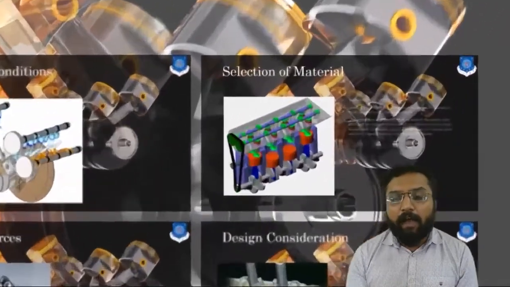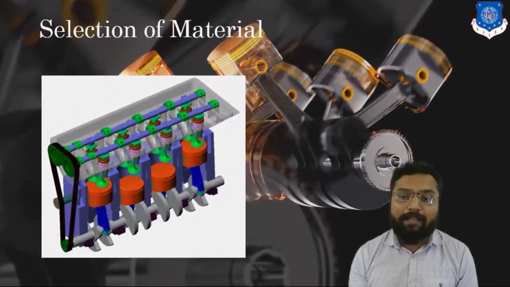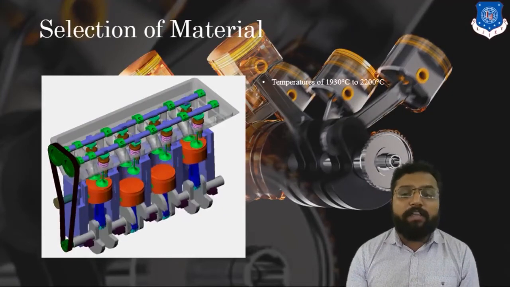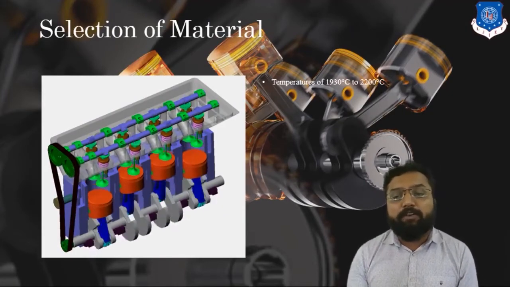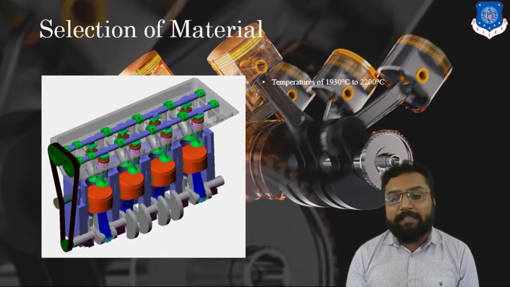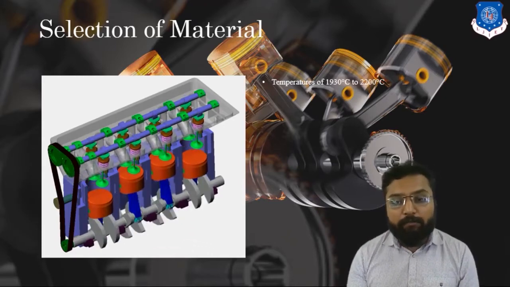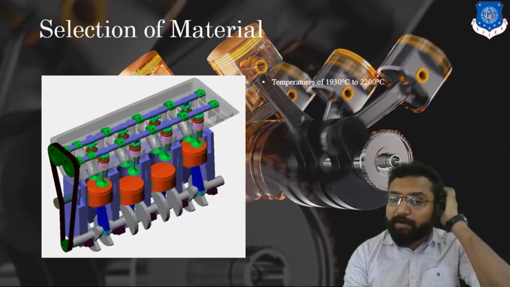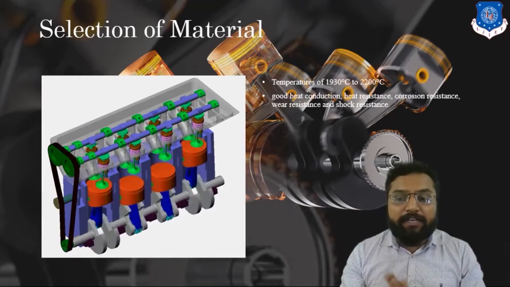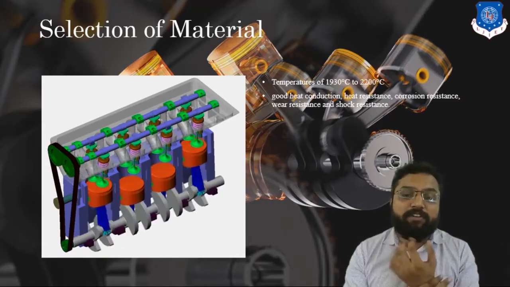After that, how does the selection of material for these valves take place? It has to work under an immense amount of temperature, sometimes going up to 2000 degrees Celsius. So we have to consider a kind of material which can withstand this amount of temperature. Clear? It should have good heat conduction, and be heat resistant, corrosion resistant and wear resistant.